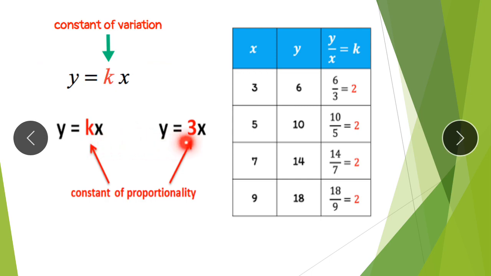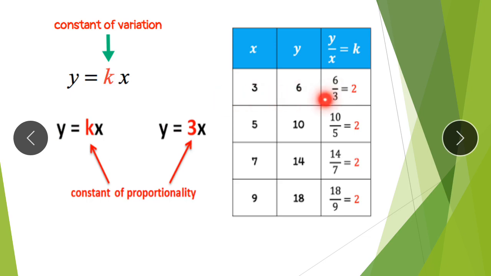If the constant of variation is 3, we can write the equation y is equal to 3 times x. It means that y is 3 times x. If x is 1, y will be 3. If x is 2, y will be 6. If x is 3, y will be 9.